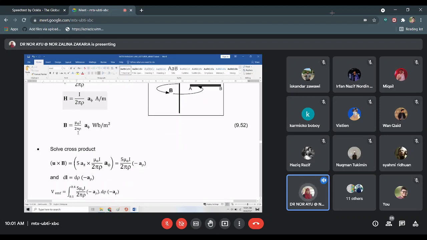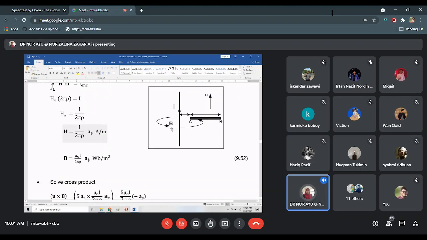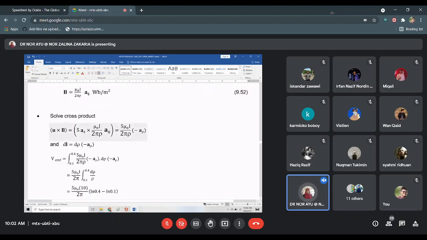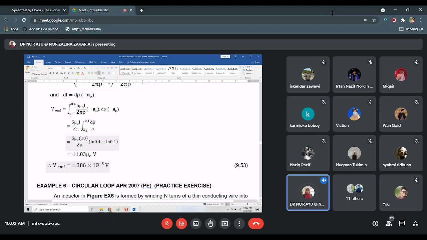So then kamu substitutekan inside the equations. So you will get this U is 5AZ cross dengan A phi, because this direction is A phi punya directions. Alright. So AZ cross dengan A phi, you will get negative A rho. Okay. And then substitute inside the equations. Again, because of this is negative A rho, so of course your line will be D rho negative A rho. It follows macam tadi saya cakap, dia akan ikut what is the directions of your cross product, so negative A rho. And then because of this is negative direction, so of course your limit will be positive, so it starts from 0.1 until 0.4. Alright, so you will get your final answer of this.